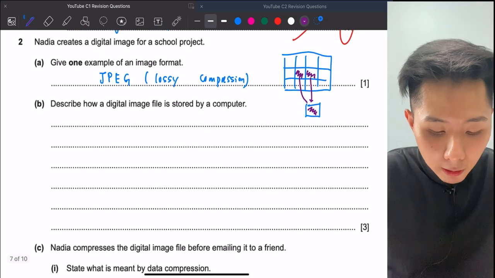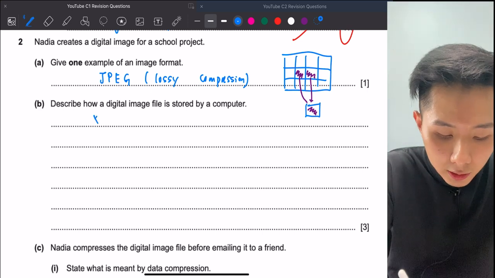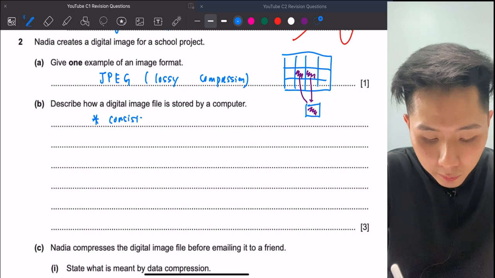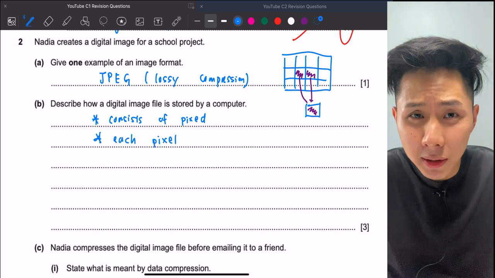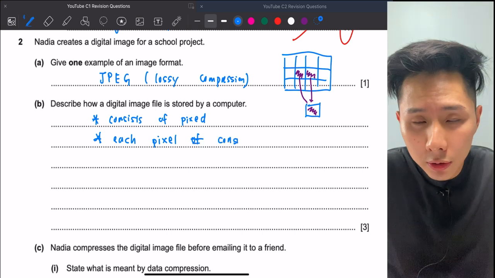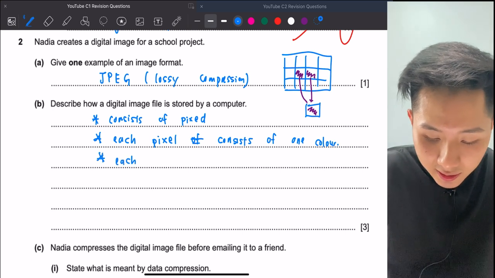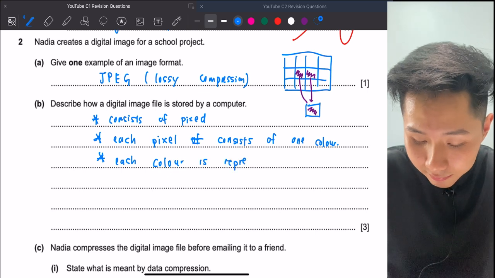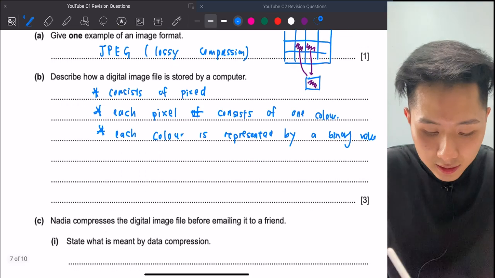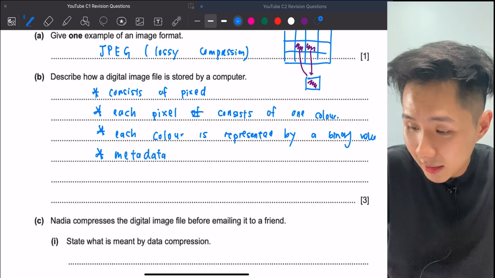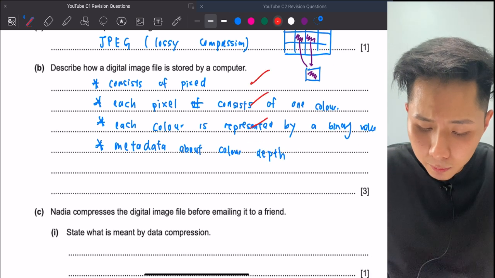All right. Describe how a digital image file is stored by a computer. First, you need to explain what a digital image is like. It consists of pixels. And each pixel has one color. I'll just write down all the points in the marking scheme, so that you know how to answer it. Each color is represented by a binary value. And you can also store metadata about color depth. So here are just a few examples of how you can write your answers.